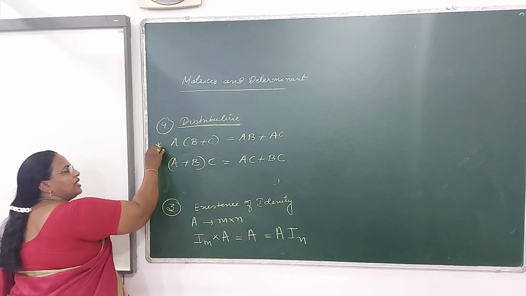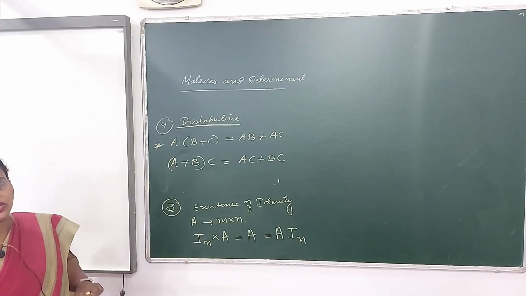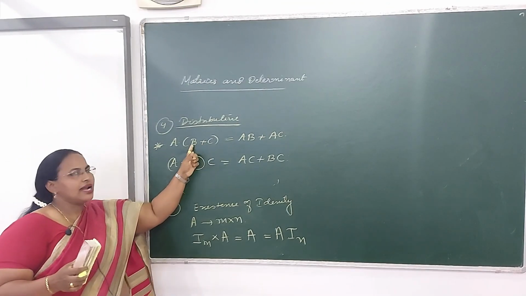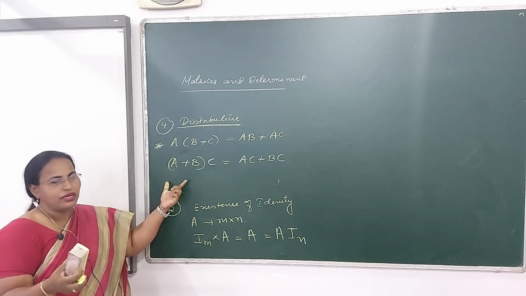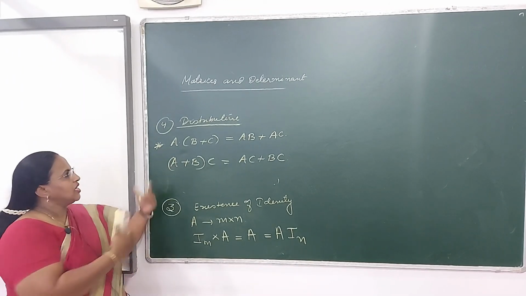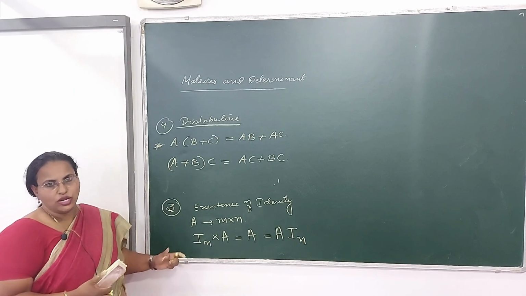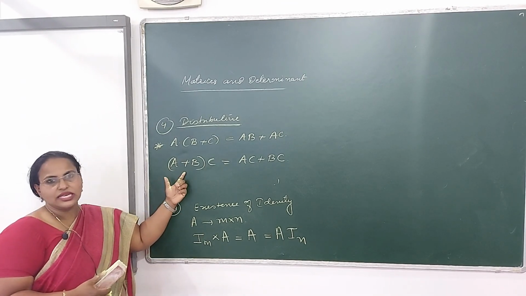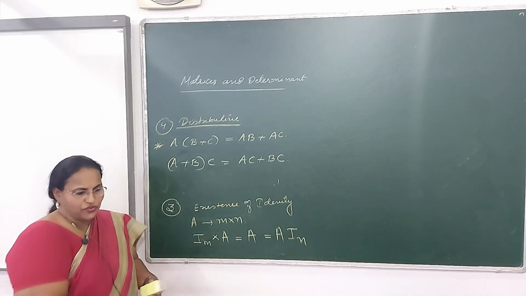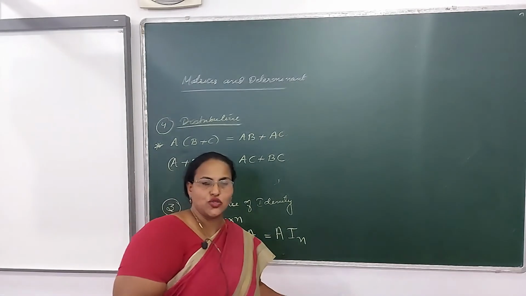Very important property, this comes for verification also. But you should make sure that B and C are addable, meaning they should be of the same order, and the multiplication should obey its condition. Then only this property will hold. So what is this property? This is the distributive property.